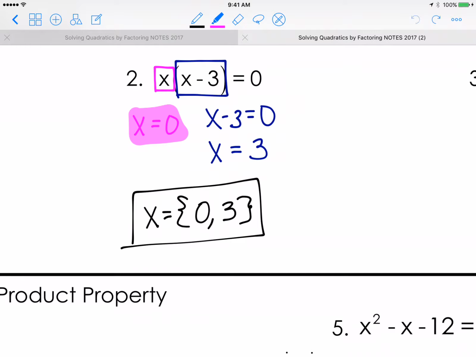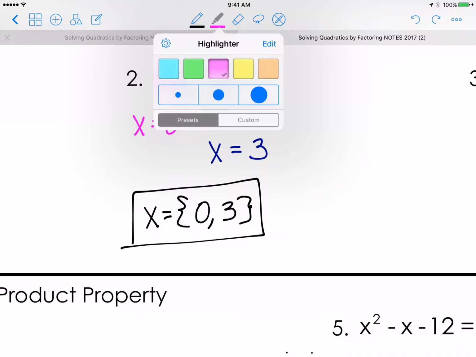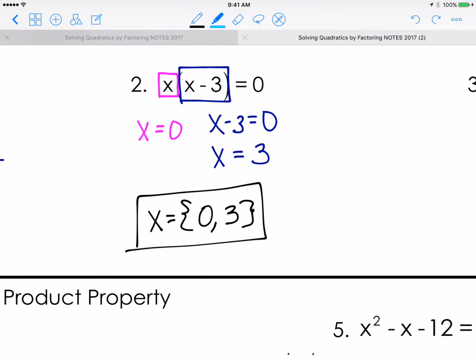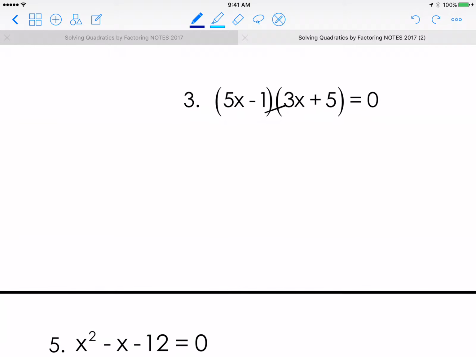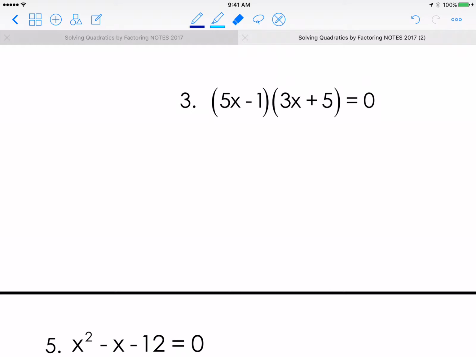So that's that. And what if instead you did the 3? If you plugged 3 in for our x, well, what is 3 minus 3? It gives us 0, right? So we would have 3 times 0, which gives us 0. So as long as it gives us 0 on one of them, it's going to satisfy our zero product property. Okay, last one of these.